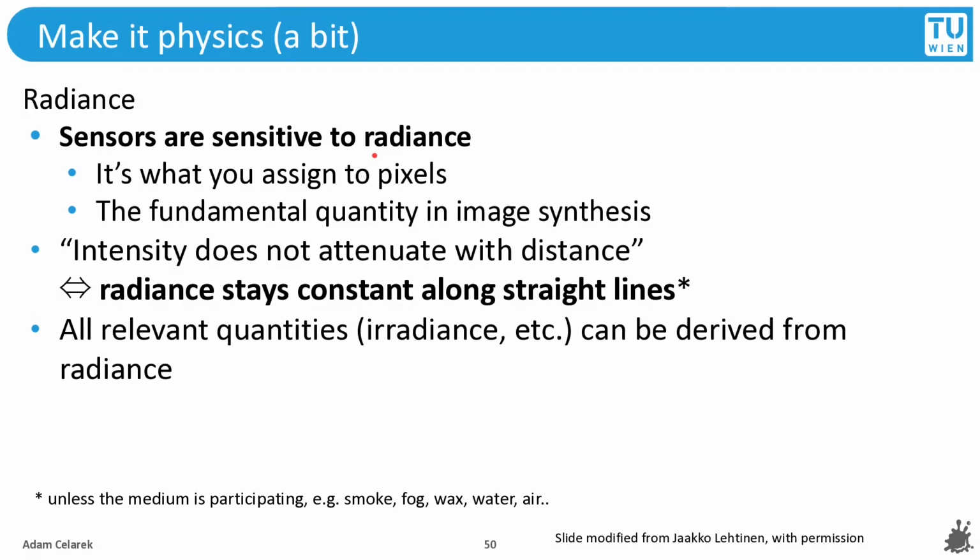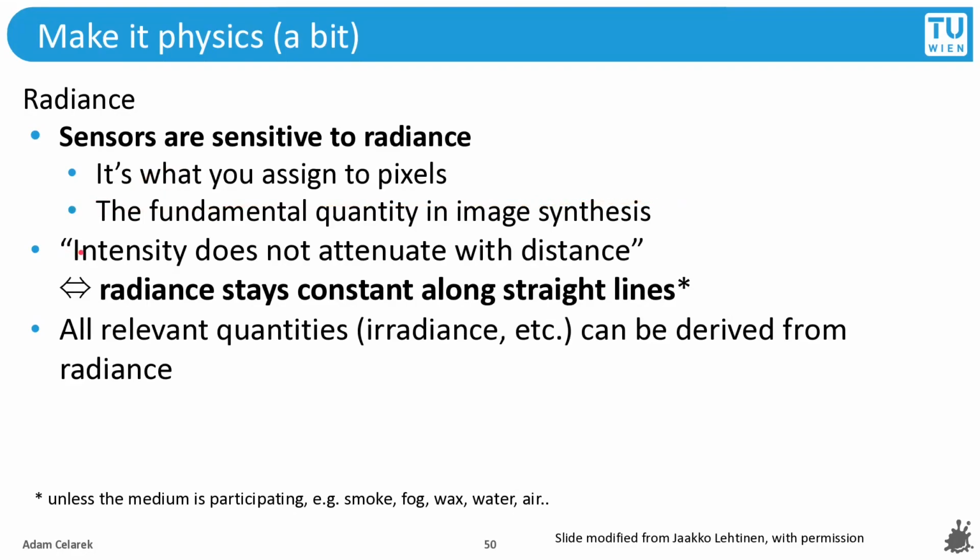Sensors are sensitive to radiance. With sensor, I mean, for instance, the human eye or a camera or our virtual sensor in a rendering system. It's what you assign to pixels. So when you see a rendered picture, the pixels are the measurement of the rendering simulation. This is the fundamental quantity in image synthesis.